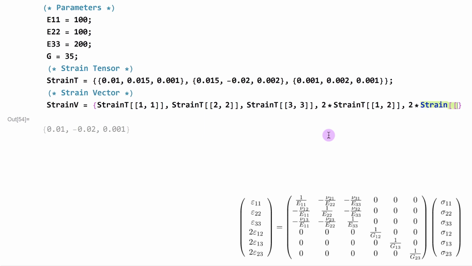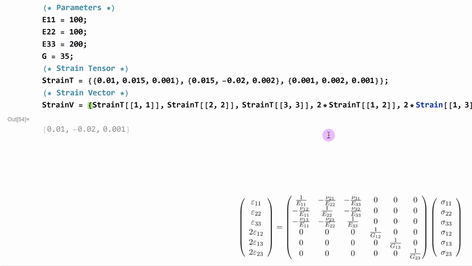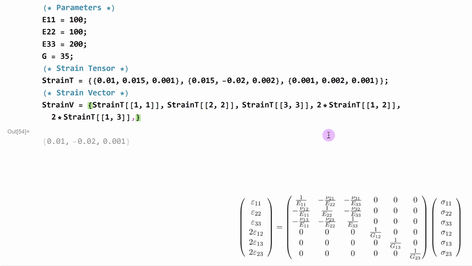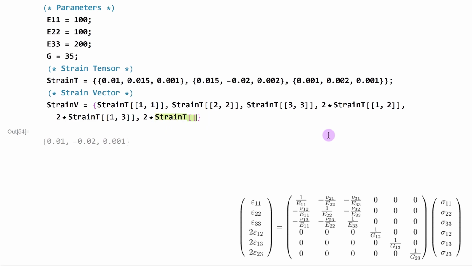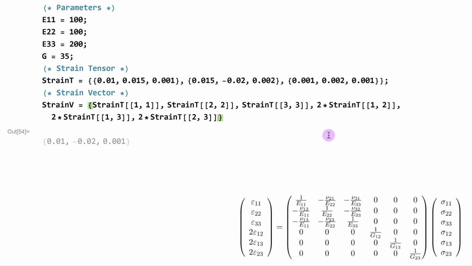If I want epsilon 1, 3, well, it's just going to be 1, 3. Nice and easy. And I forgot to put tensor at the end there, so let's throw that in really quick. And then finally, we can have 2 times epsilon 2, 3. So nice and easy. I'll finish that there.